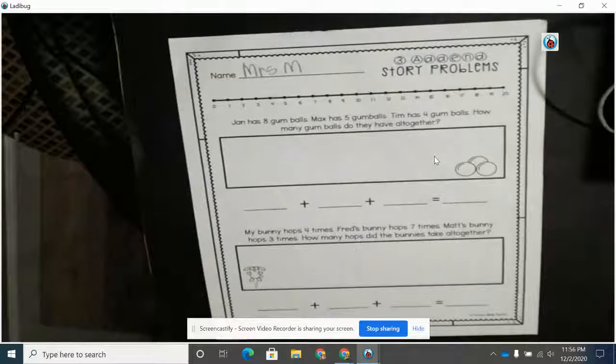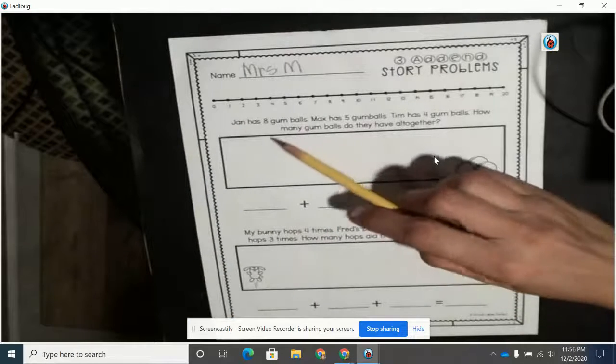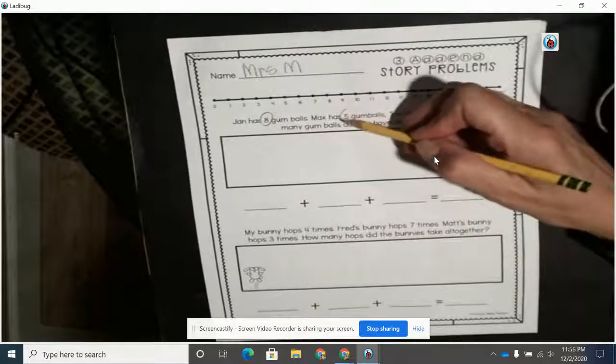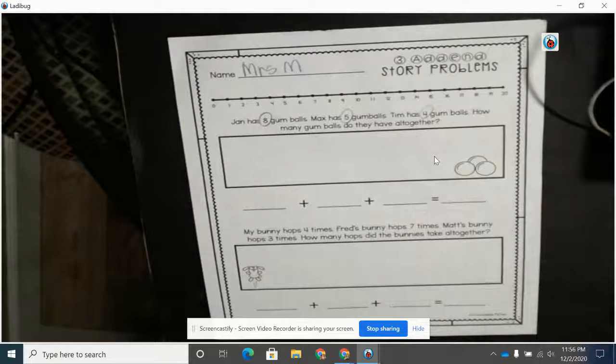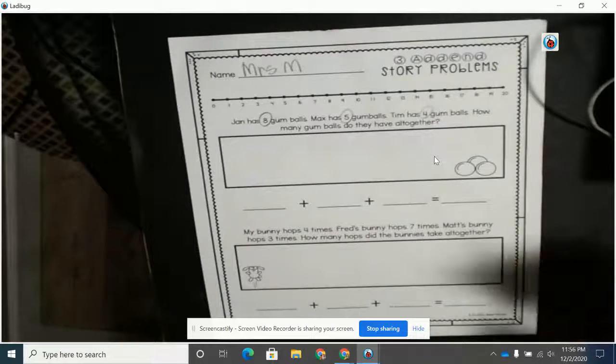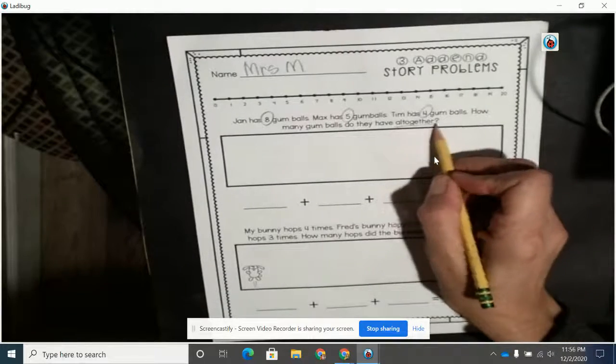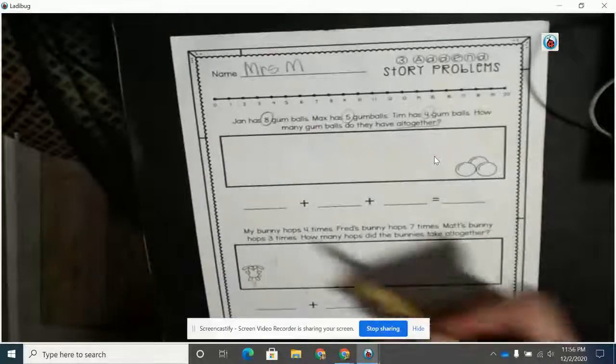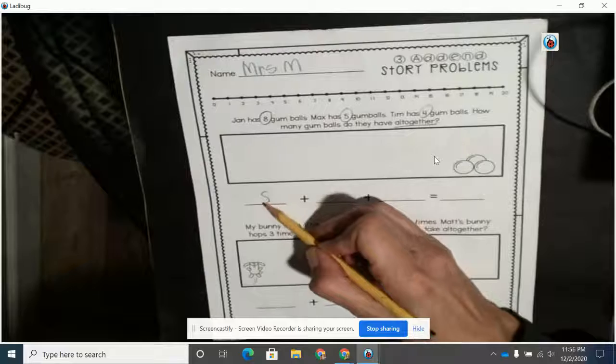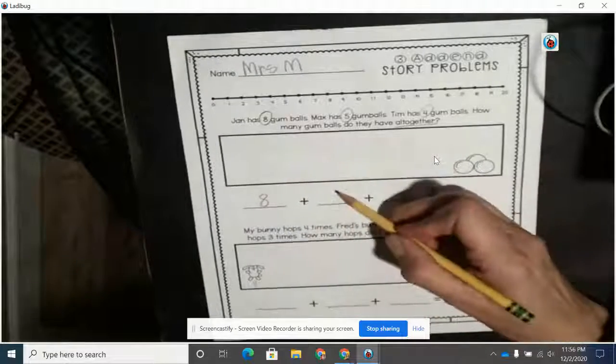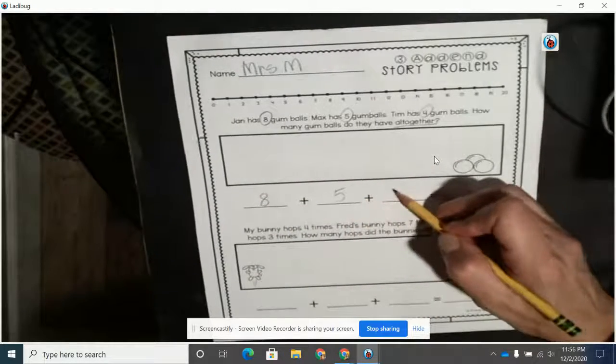So let's read what the story says. Jan has 8 gumballs. I'm going to circle that. Max has 5 gumballs. And Tim has 4 gumballs. How many gumballs do they have all together? There's that key word, all together. Okay, so I'm going to go ahead and fill in my equation. We have 8, 5, and 4.